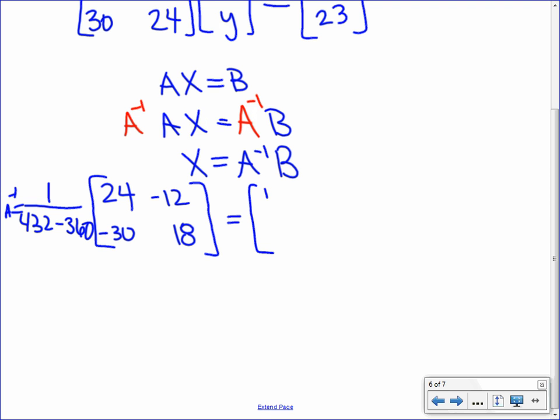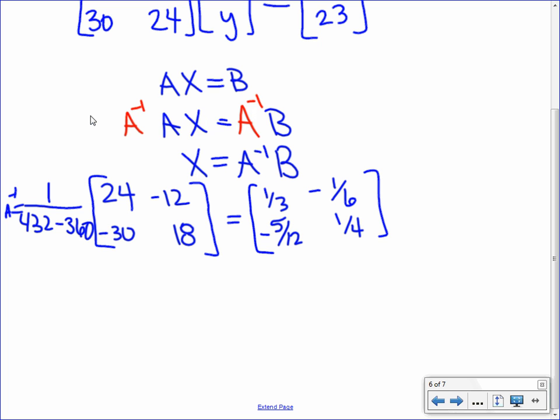So 1/72 times 24 is 1/3. 1/72 times negative 12. 1/72 times negative 30. Change it to a fraction, 18 over 72. So there's our inverse, right?